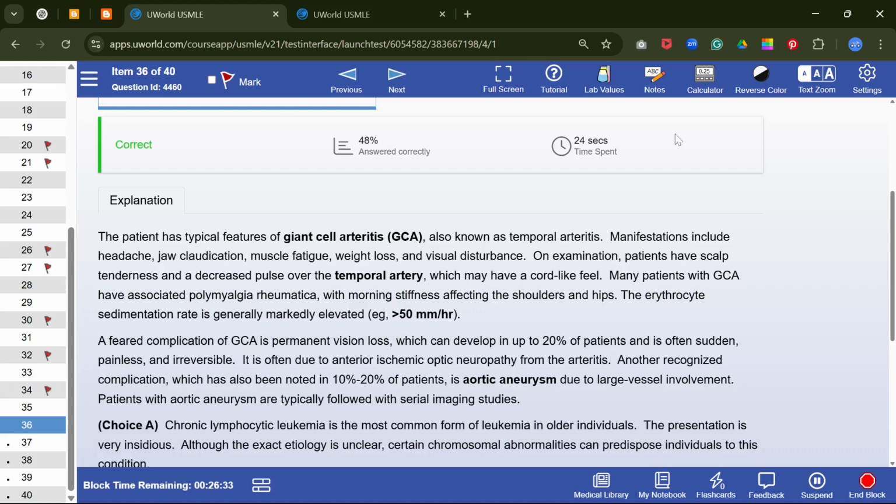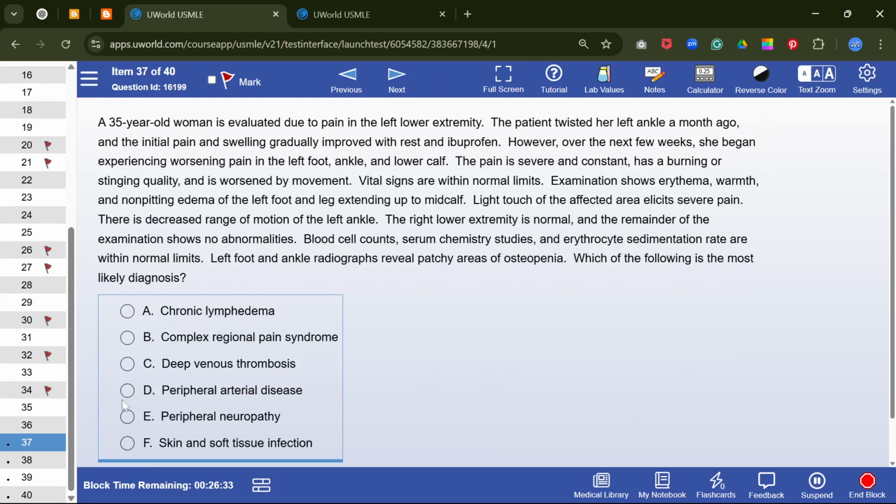is permanent vision loss, which can develop in up to 20%. It is often sudden, painless, and irreversible, often due to anterior ischemic optic neuropathy from arteritis. Another recognized complication, also noted in 10 to 20%, is aortic aneurysm due to large vessel involvement. Patients with aortic aneurysm are typically followed with serial imaging studies.